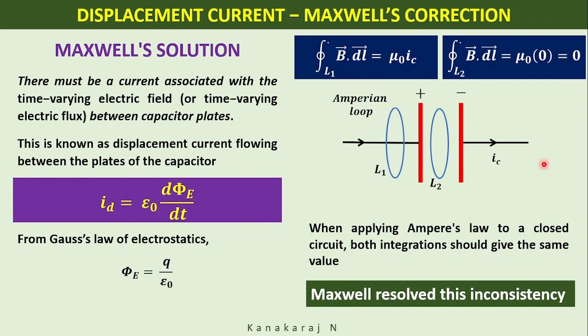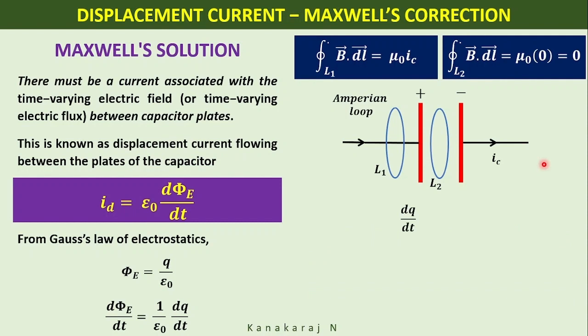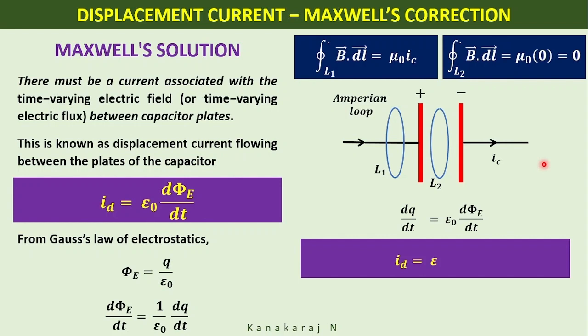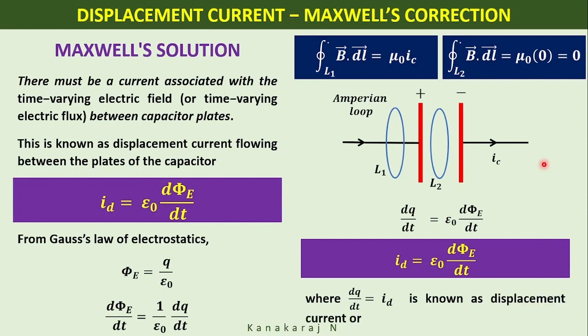Gauss's law, the formula: phi E equals Q by epsilon naught. Differentiating, d phi E by dt equals 1 by epsilon naught times dq by dt. So dq by dt equals epsilon naught times d phi E by dt. This epsilon naught d phi E by dt is called the displacement current ID.